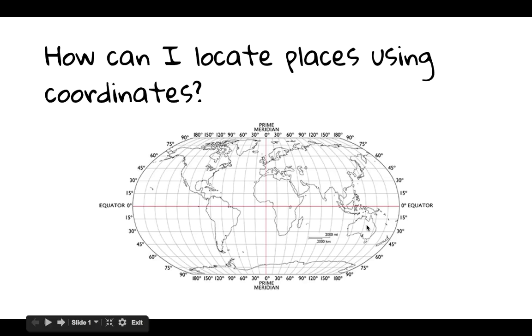Hey Treasure History! Your essential question for today is, how can I locate places using coordinates? Please pause your video and copy this essential question along the top of your notebook page.